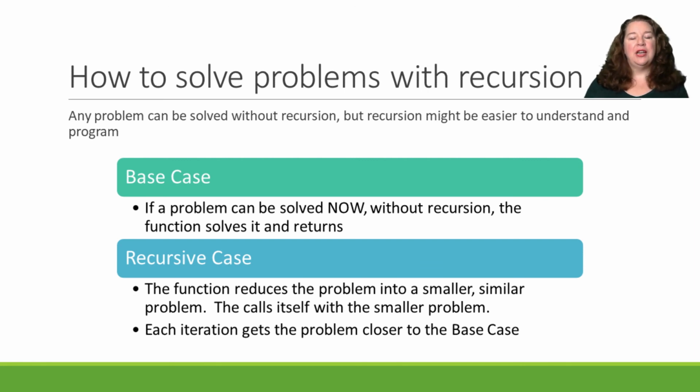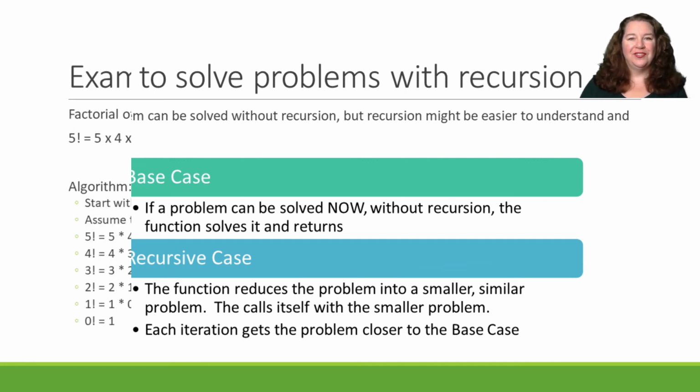Each iteration of your recursion should get the problem closer to the base case. So you call recursive case, recursive case, recursive case, and then finally base case. And it should do it in that order, where you're doing recursion a few times and then you hit the base case, then you come out of it. So you should get closer to that base case. The base case doesn't use recursion, so it doesn't call itself. So that's a kind of stopping point so that we can move forward from there.